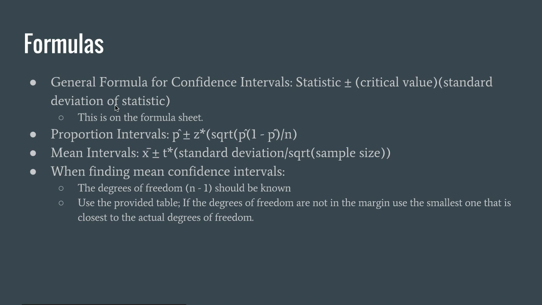Okay, so formulas. The general formula for confidence intervals is statistic plus or minus critical value times standard deviation of the statistic. Proportion intervals, it's p hat plus or minus z star times square root of p hat times 1 minus p hat over n. For mean intervals, it's x bar plus or minus t star times standard deviation over square root of your sample size. For mean confidence intervals, your degrees of freedom must be known, and they're n minus 1, and you should always round down if your value is not on your t-table. You should never round up.